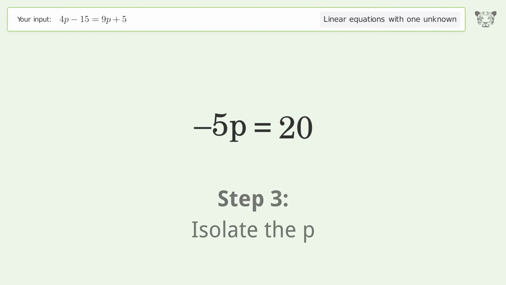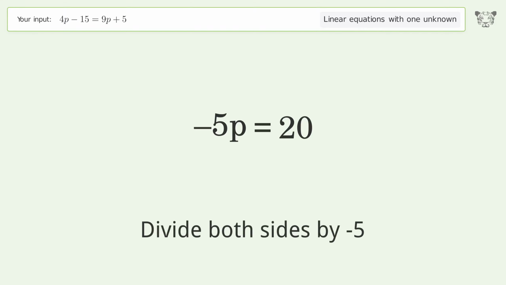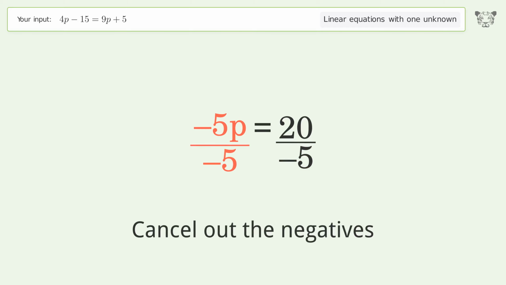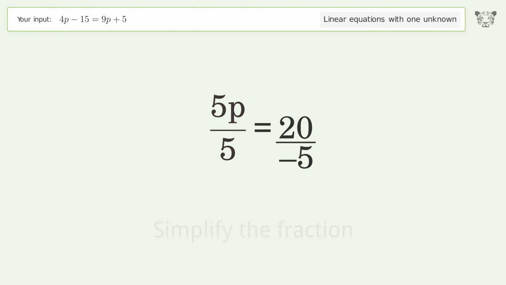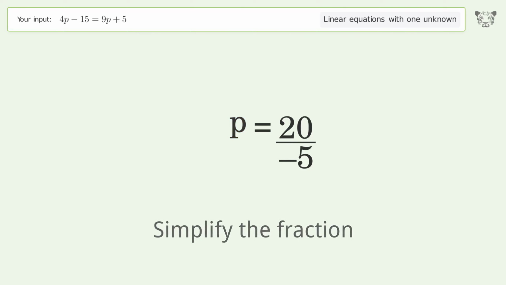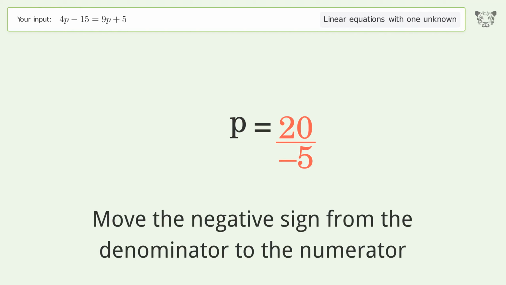Isolate the p. Divide both sides by -5. Cancel out the negatives. Simplify the fraction. Move the negative sign from the denominator to the numerator.